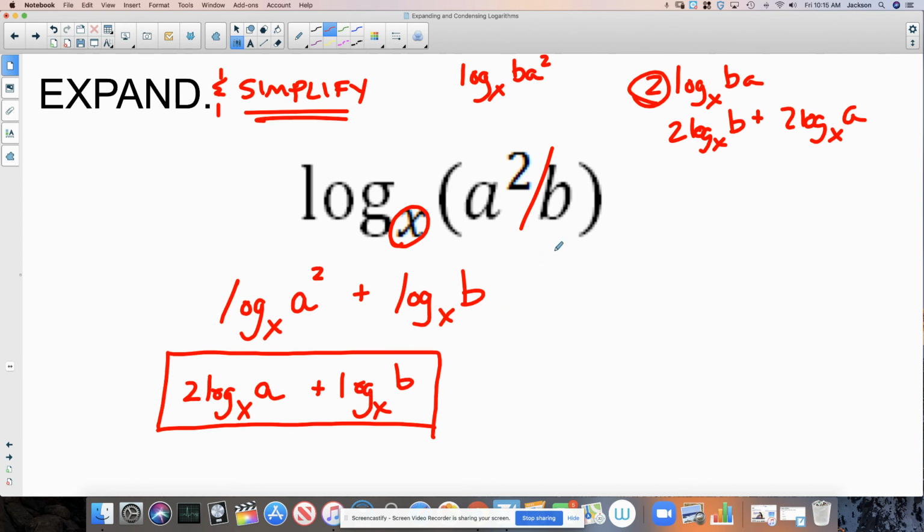So that's why we have to be very careful when we're looking at these exponents that are inside these logarithms. Make sure that we only move that number in front if we're absolutely certain that it's the exponent for the entire product or quotient inside the log. That wasn't the case here.